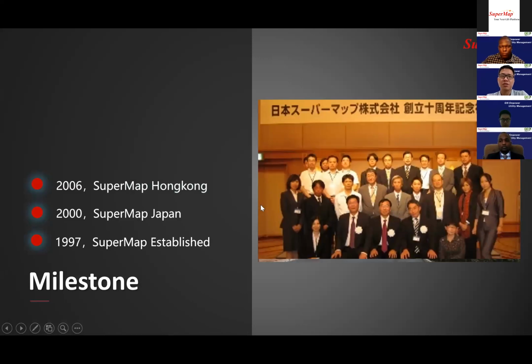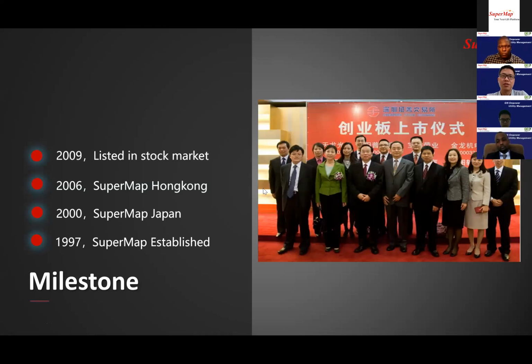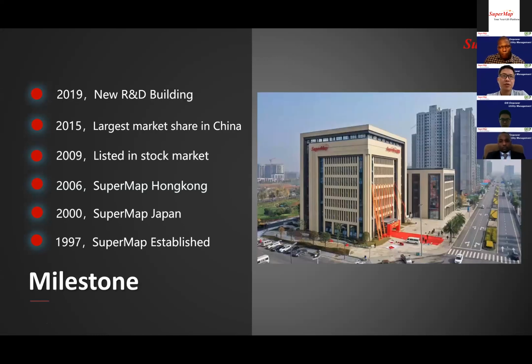The company was established in 1997 here in Beijing, China. And later on, we also established SuperMap Japan and Hong Kong for exploring the Asian market. And in 2009, we were listed in the stock exchange of Shenzhen. And in the year of 2015, we became the largest provider of GIS platform in China. And actually right now, as I will show you later, we are the largest provider in Asia. We are based here in Beijing. We have one office building in Beijing. And in the year of 2019, we also established a new research and development building in the western city of Chengdu of China. So this building is especially dedicated to research and development of our GIS software.